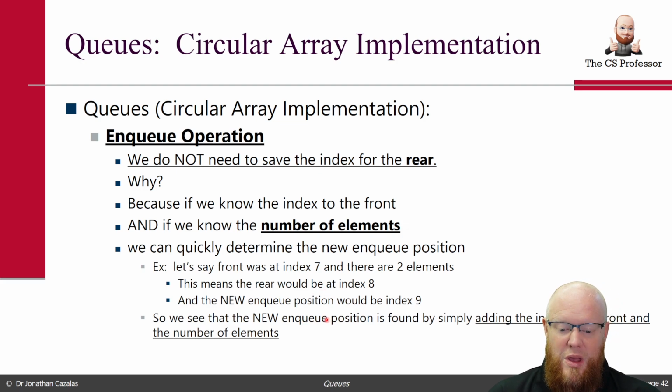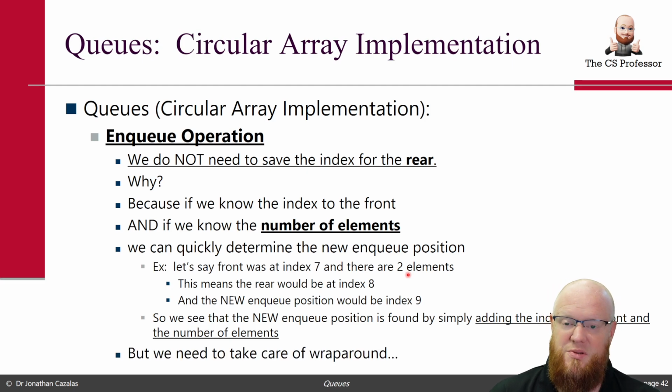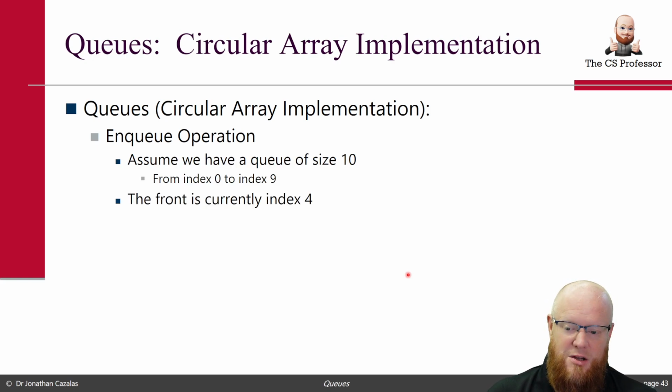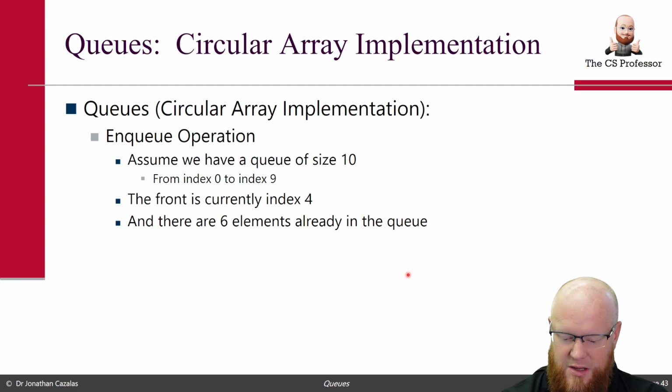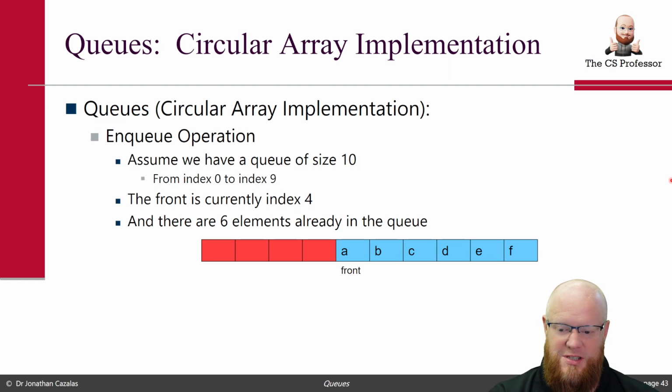So we see that the new enqueue position is simply found by adding the index of front plus the number of the elements. So the front was index 7. We have 2 elements in the queue currently. 7 plus 2 is 9, and that will give you the index of the new enqueue position. But we need to take care of wraparound. So assume we have a queue of size 10 from index 0 to 9. The front is currently at index 4, and there are 6 elements already in the queue. So this is what we have.